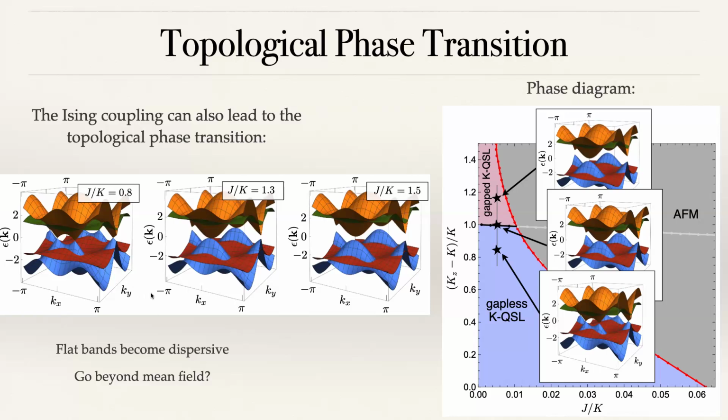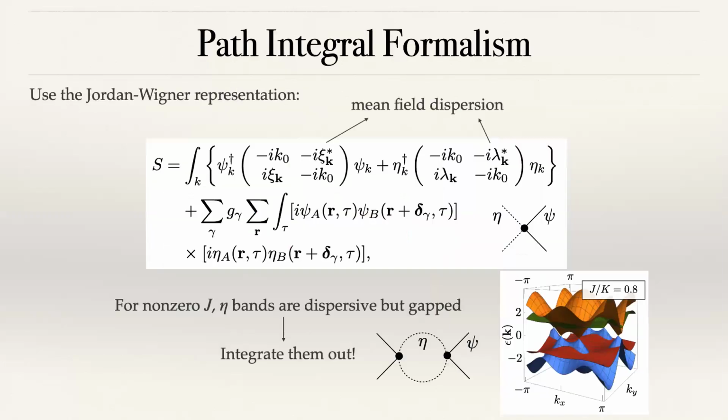And now we can ask the question: what if we go beyond mean field theory and analyze the criticality here? So we go to the path integral formalism and use again the mean field result, which gives us this. It's just a four-fermion interaction involving the two Majorana fermions I've just introduced, one representing the gauge and one more mobile one.